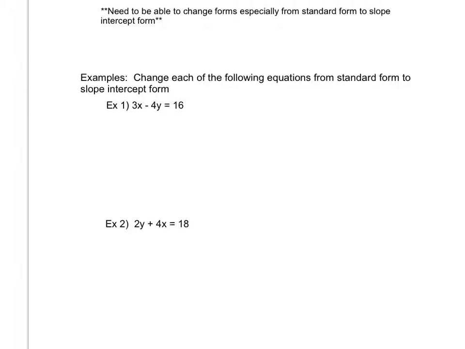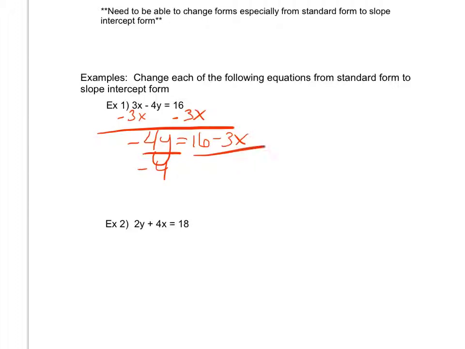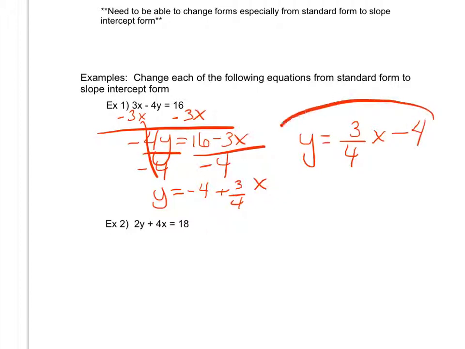So notice on example 1, if I want to get y by itself, I can get rid of anything that's not attached to the variable first by using add or subtract. So I'll subtract the 3x from both sides. Notice these are not like terms, so I have to keep them separate. And then I divide both sides by -4. They cancel here, giving me y equals 16 divided by -4 is -4. -3 divided by -4 is a positive 3/4 x. So rewriting in slope-intercept form, I get y equals 3/4 x, either plus a -4 or just -4.